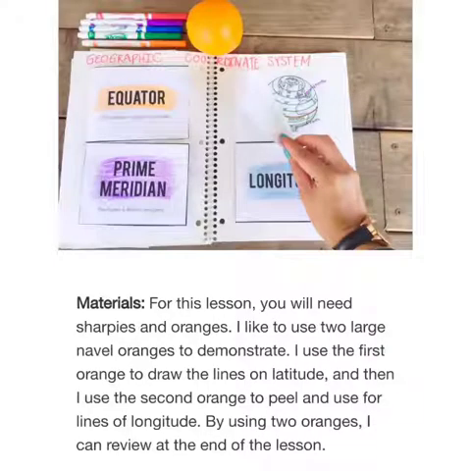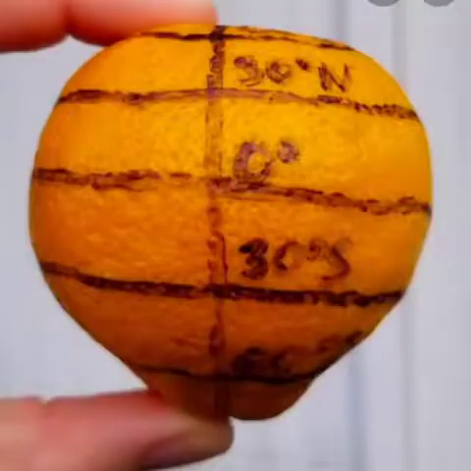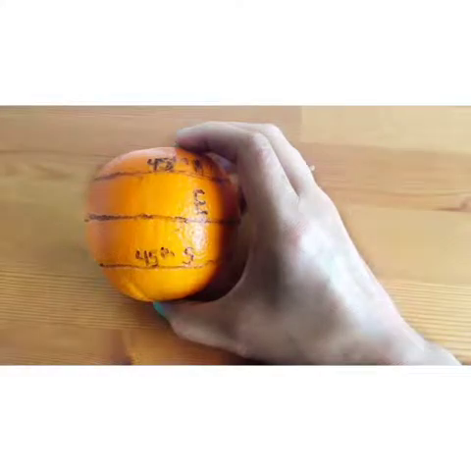So in this lesson you will need oranges. I like to use two oranges to demonstrate. I use the first orange to draw the lines of latitude and the second orange to peel and use for the lines of longitude. So students, look at this orange. The lines drawn around the orange will be called lines of latitude.